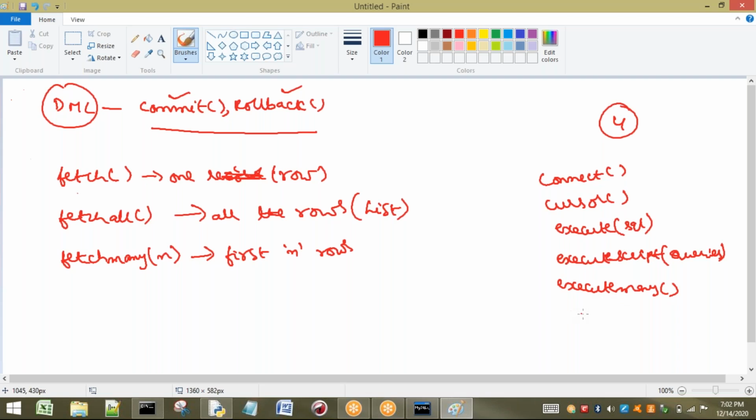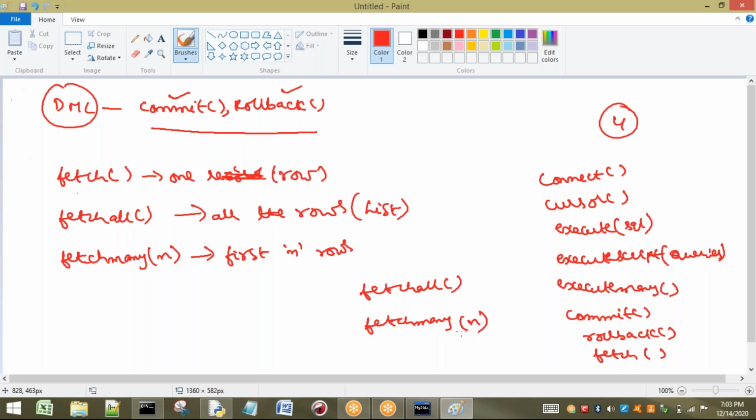Next we have commit and rollback. We have to use commit and rollback when we are going to apply the concept of data manipulation language. Those are commit and rollback. Next, for fetching, we can use fetch one, or we can use fetch all, or fetch many. In brackets, we have to write one parameter. So these are the different types of functions we are going to apply in our programs. Mainly these are the important functions.